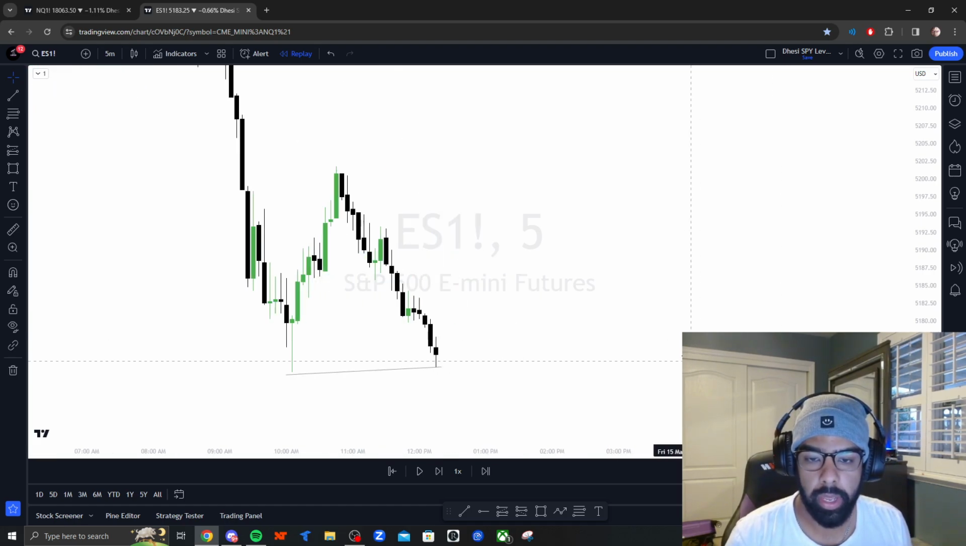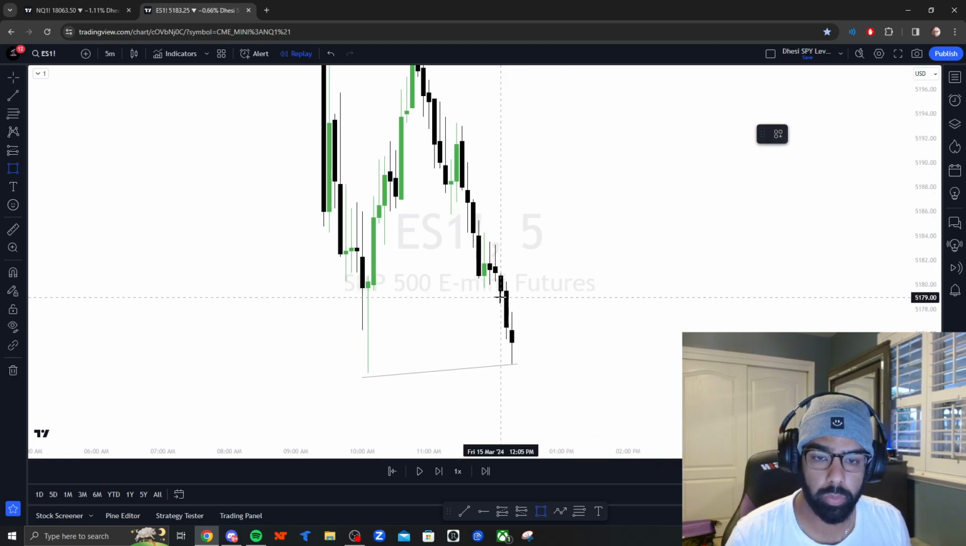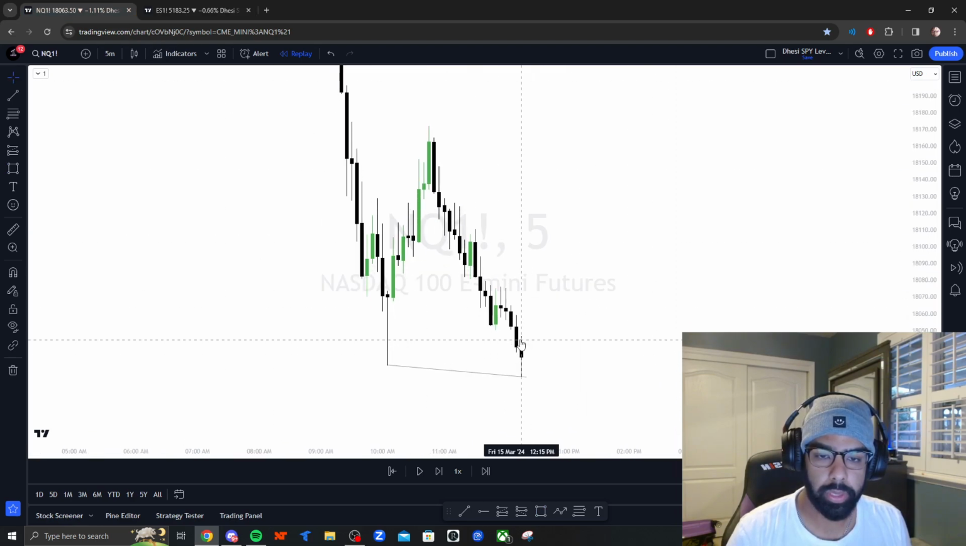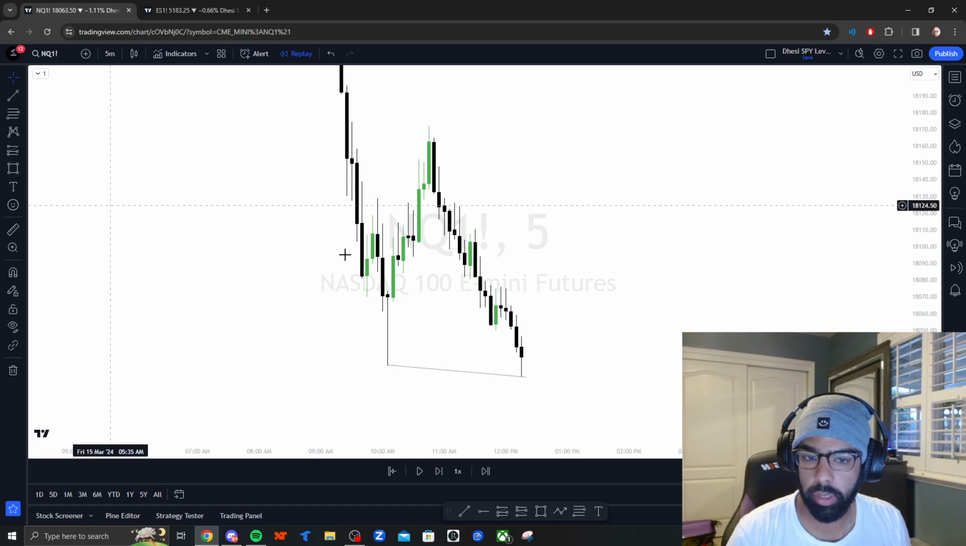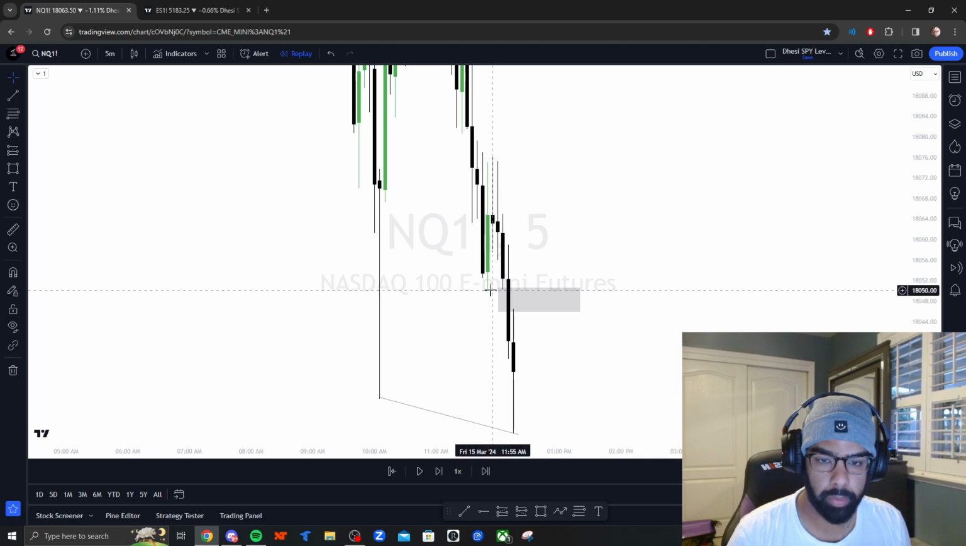back to the upside, and what they were using was this 1210 fair value gap here, which is valid, right? That's a good thing to do. They were using this 1210 here on NQ, like I said, which is also valid. Both indices have a fair value gap. Let's draw it out a little bit neater.